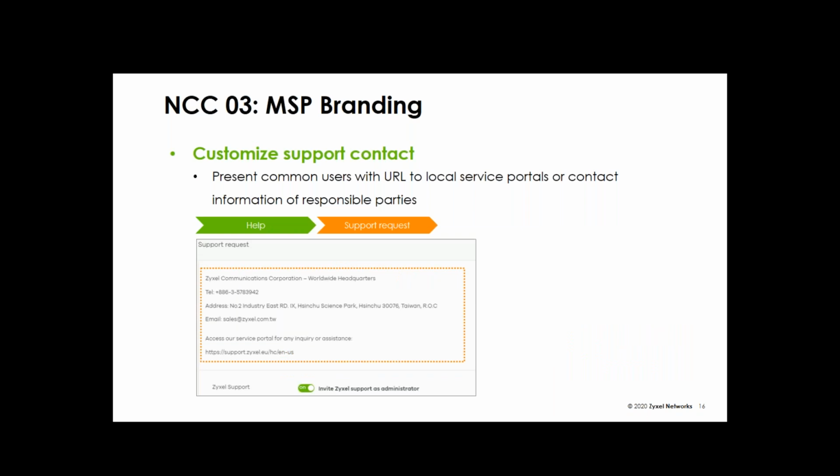The other thing, of course, that you can do is apply a customized support contact. So basically, if you're providing a service to somebody and letting them access Nebula, the support contact that you maintain with your customer can be your email address, support at yourcompany.com, rather than Nebula or Zyxel's contact details. So you just go into the help and support request page, change it, and off you go.